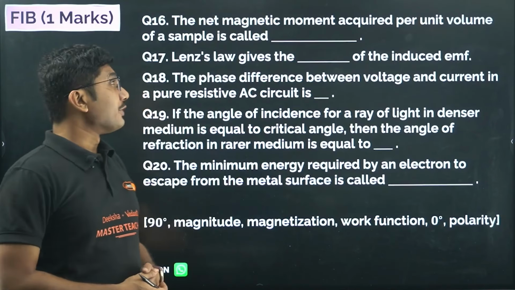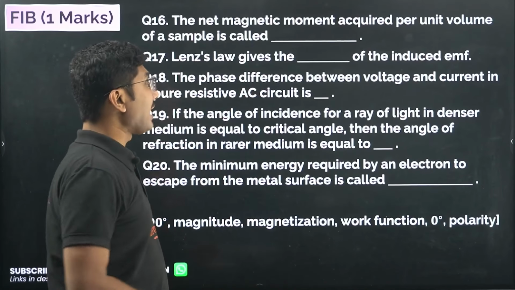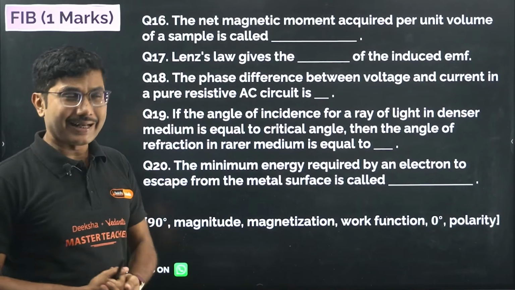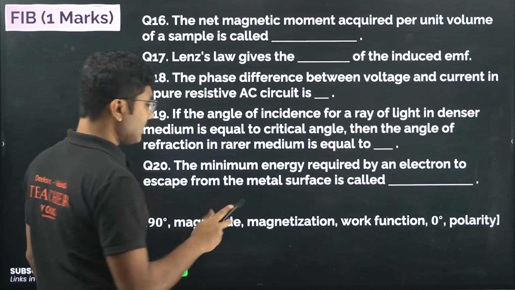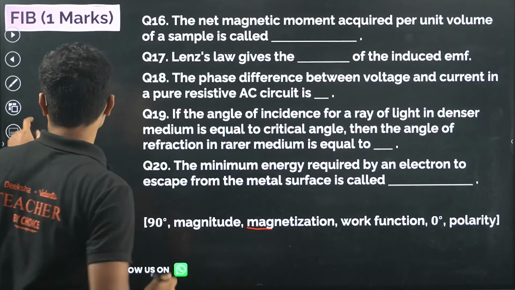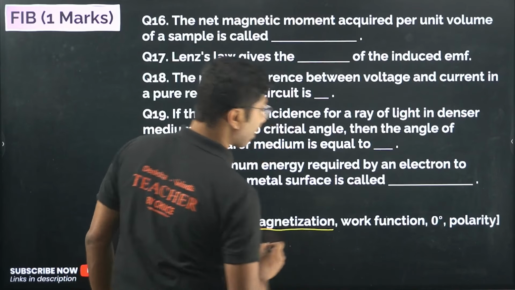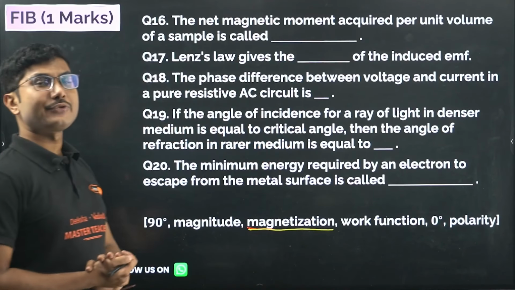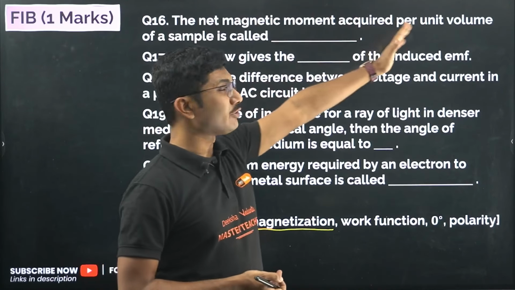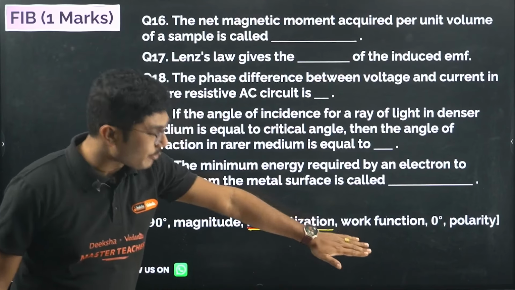Now it's time for me to discuss the fill in the blanks from model paper 1. The net magnetic moment acquired per unit volume of a sample is called magnetization. If you see in the options, it is called magnetization, and if you have any doubts, always see if the option is making any sense. First of all, this is a model question paper, so there are a lot of traps, so be careful. First option is magnetization, the net magnetic moment, so it is definitely related to something with magnetism. So magnetization is the only possible answer.